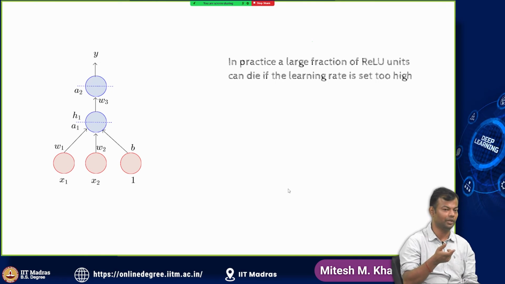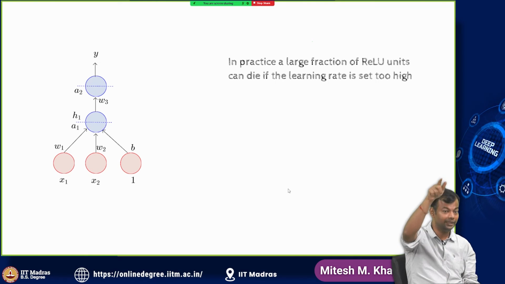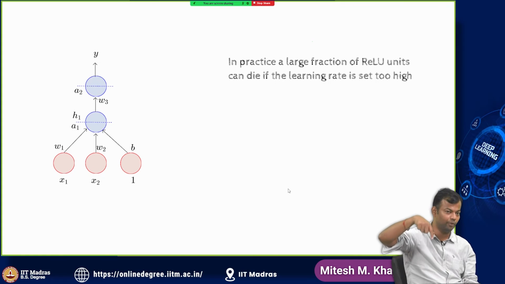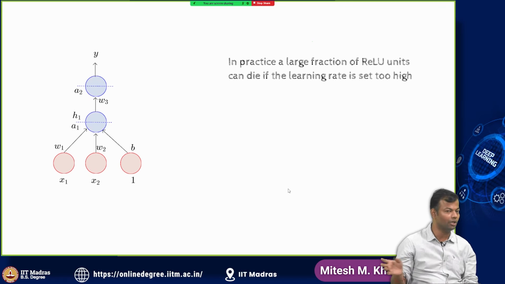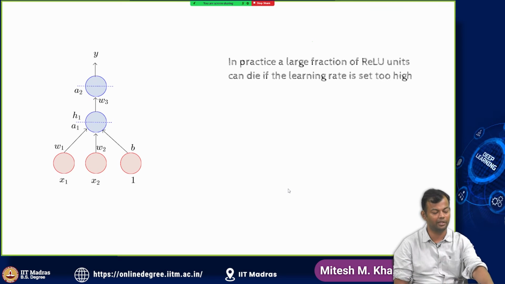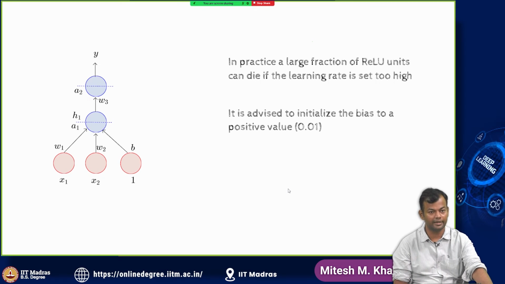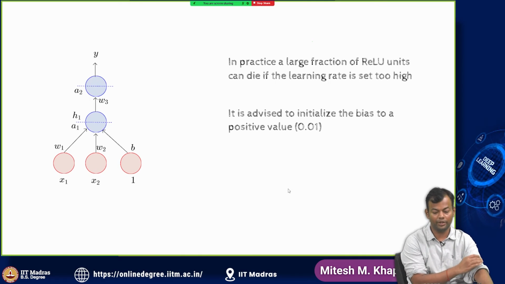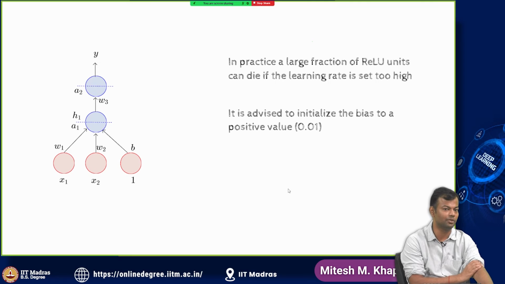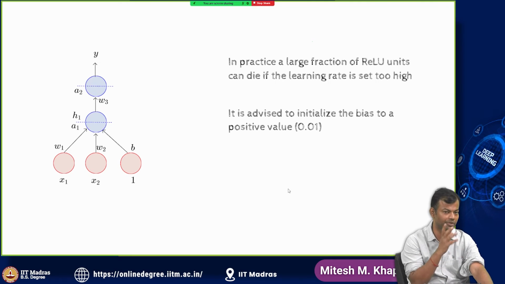Why is this related to the learning rate? If the learning rate is very high, then this problem of a large gradient flowing to B and then getting multiplied by a reasonable learning rate can cause B to be very negative, right? So that's why the learning rate has to be carefully set. And also when you are using Relu, it is advised to initialize bias to a positive value, right?